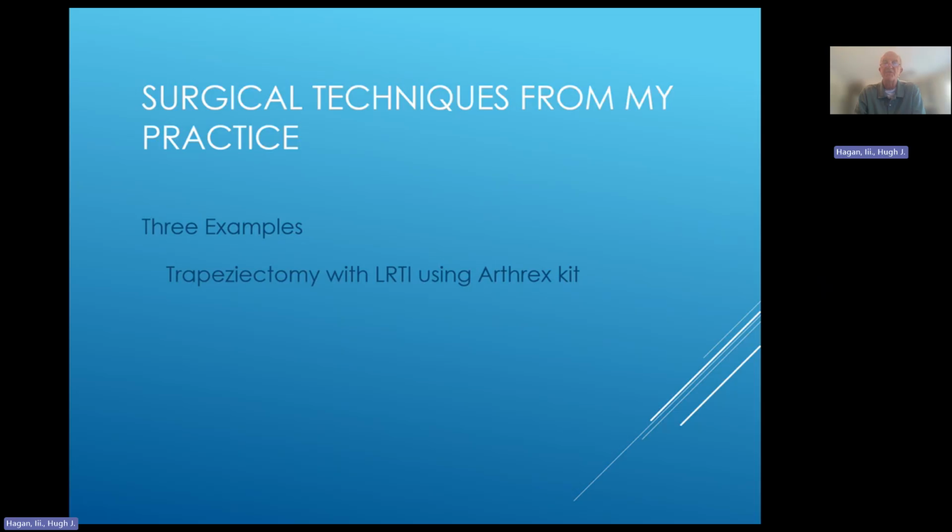The Arthrex set has some very nice tools that make it slick to transfer the tendon through the bone and stabilize it. Then we can talk about simple suture suspension, and we can talk about salvage using suture suspension with a bone anchor.